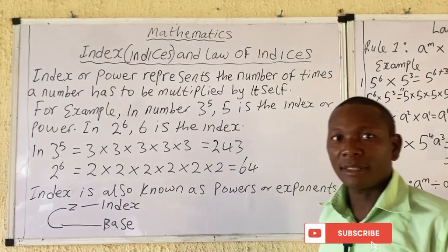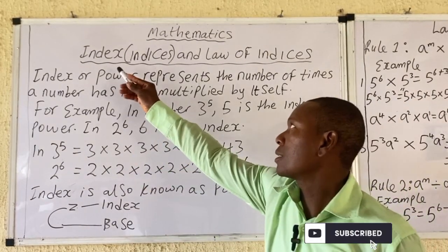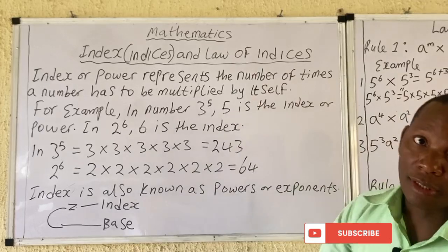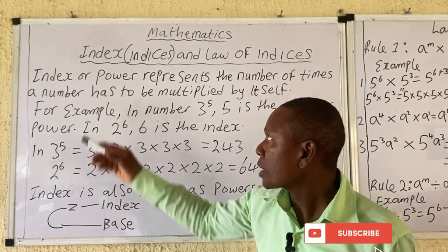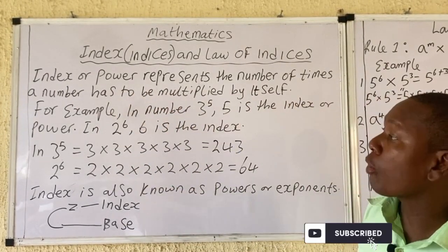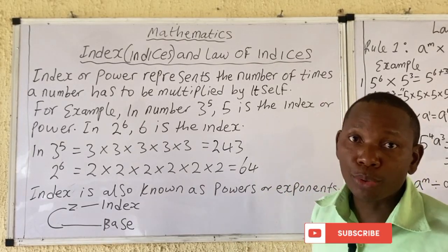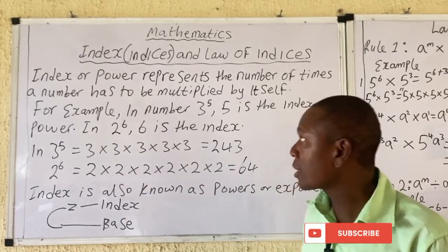Welcome to Science Access. In today's class, we're talking about index, which has a plural of indices, and the law of indices. So, index or power represents the number of times in which a number multiplies itself. We don't need to talk much about that. Let's just take a look at this example.